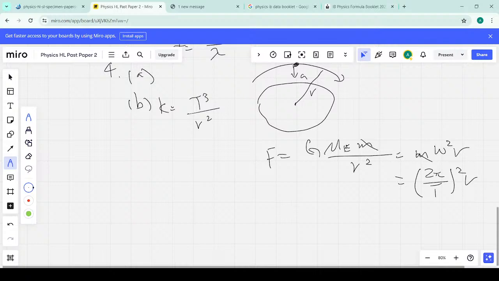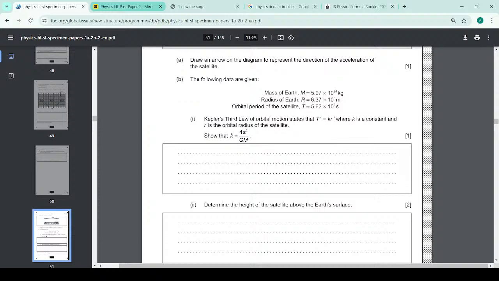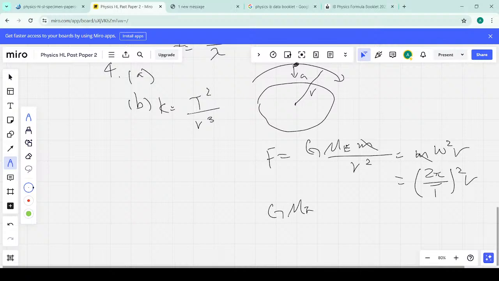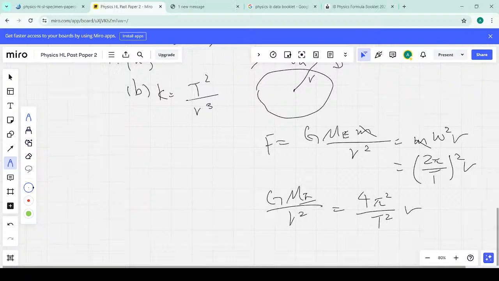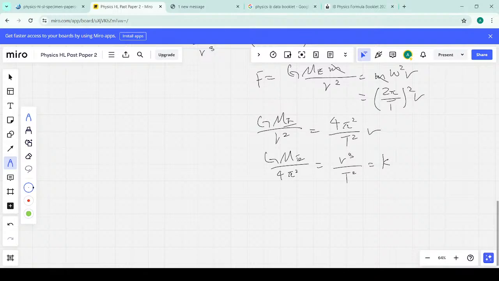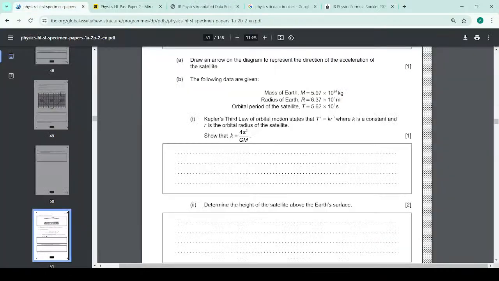Therefore we have a relationship. Oh, sorry, T squared, and this is r cubed. That's my bad. T squared over r cubed, right? So we have a relationship. So therefore G M_E over r squared equals 4 pi squared over T squared times r. Just shuffle some stuff around. G M_E over 4 pi squared equals r cubed over T squared, which we have from up there is just k. Right, so this is just building a relationship between centripetal force and force of gravity.